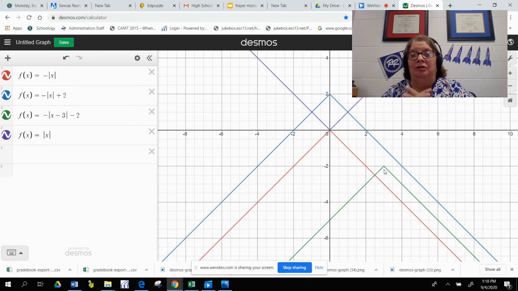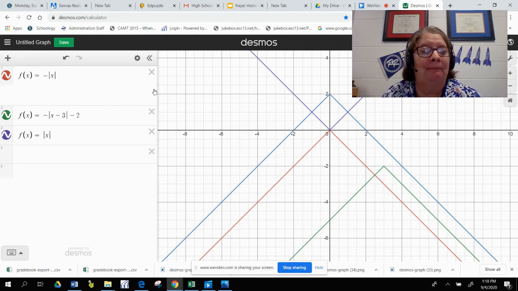Okay, so what have we looked at so far? We've looked at the addition or subtraction on the outside. That's the K. Moves it up or down. Addition and subtraction on the inside, that's the H. Moves it left and right. A negative on the outside, that's the A. If it's negative, it's going to flip it or reflect it across the x-axis and make it turn upside down. The mathematical terminology for that is reflect across the x-axis.